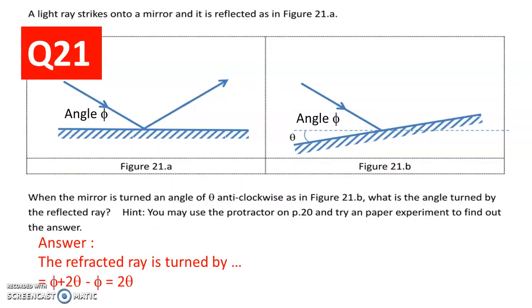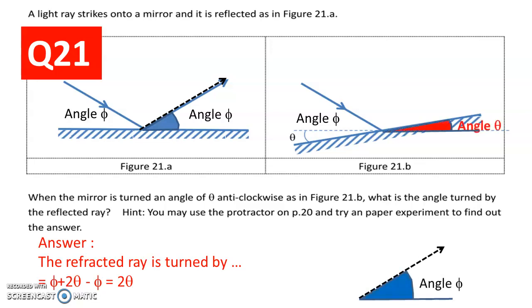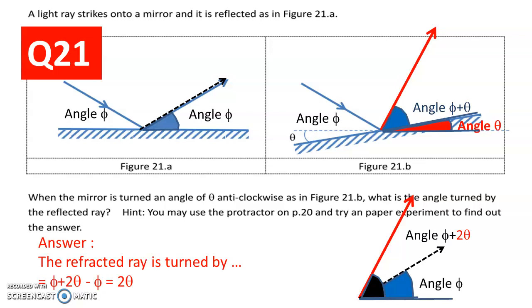Question 21. For sure, it is the most difficult question. It asks how much the reflected ray has turned when the mirror turns. First, this is the reflected ray when the mirror is horizontal. Then the mirror is turned by an angle theta. The reflected ray becomes this red arrow, and you can easily find the angles there. So, by comparing the two reflected rays, one in black and the one in red, their directions are different. The angle between them is 2 theta. That's all for the solution part.